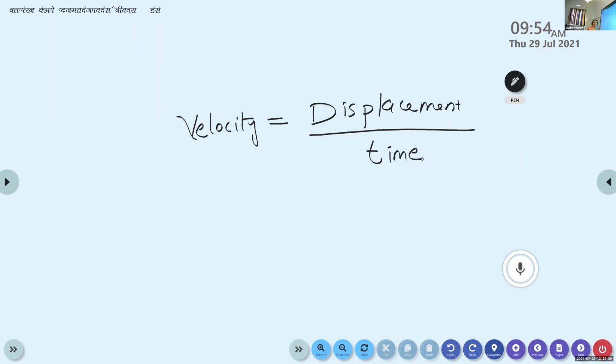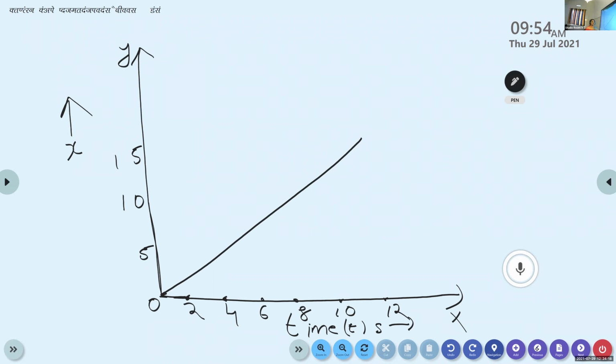Here we are going to find out the velocity from the position time graph. For that, we consider the slope of the straight line. In order to find out the velocity from a position time graph, we are going to consider the slope of the straight line. Suppose here we consider a slope, and we can name it ABC.